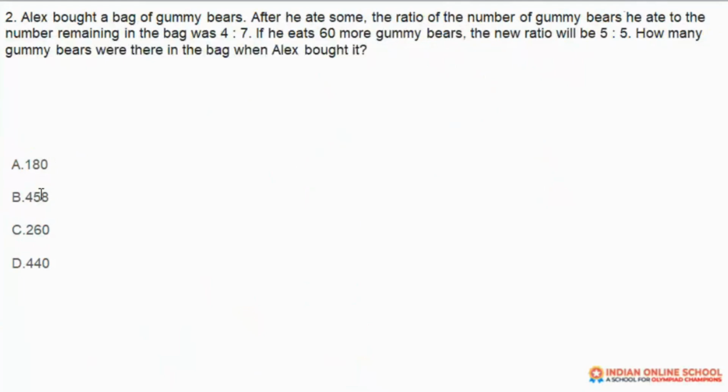So now the next question we have is: Alex bought a bag of gummy bears. After he ate some, the ratio of the number of gummy bears he ate to the number of remaining gummy bears in the bag was 4:7. Okay. And if he eats 60 more gummy bears, the new ratio will be 5:5. So how many gummy bears were there in the bag?